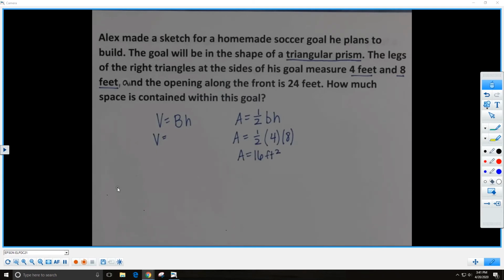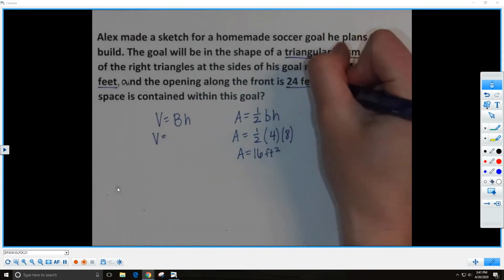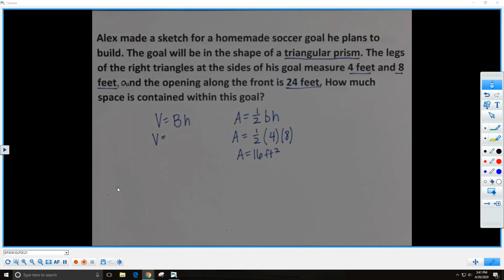Okay, now go back to the problem and figure out how tall is the prism going to be. So that would be this h in our formula here. So what is that number going to be? Yep, it's 24 feet tall. So now that you know the area of the base and you know the height of the prism, go ahead and finish this problem out. Use your calculator if you need to, and then we will come back together and check your answer.